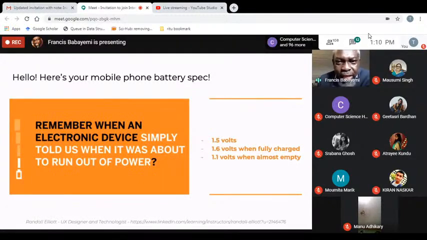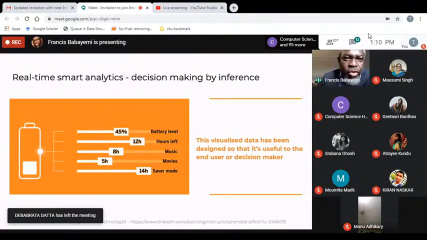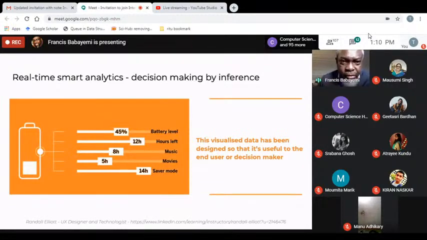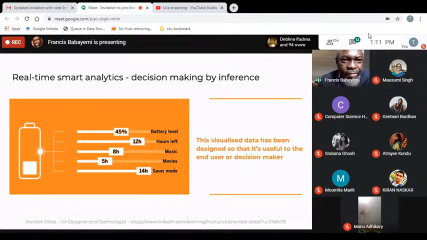However, if I presented the same information in this way, in a smarter way, where you can draw inference, okay, so we've taken the same data. Now we're saying at 45% of your battery life, you are still able to have 12 hours left of interactivity on your device. It becomes smarter. It enables the user to be able to make a decision.